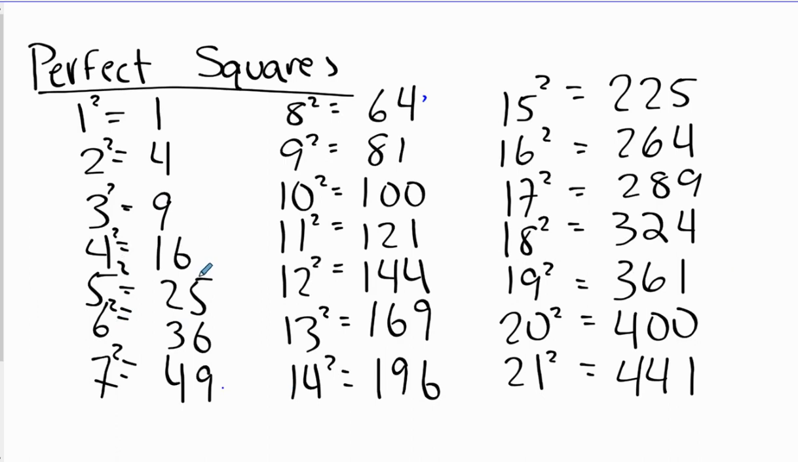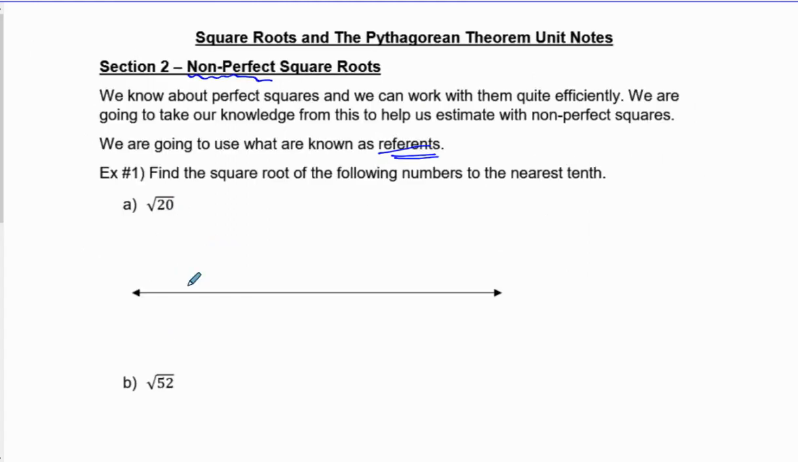So I need to use the square roots on either side of 20 to figure out what my square root of 20 is going to be around. 20 will be in between two perfect squares, 16 and 25. So my first step is to figure out what perfect squares 20 is in between, and if I think about this as a number line, 20 is about right here, slightly closer to 16 than 25.